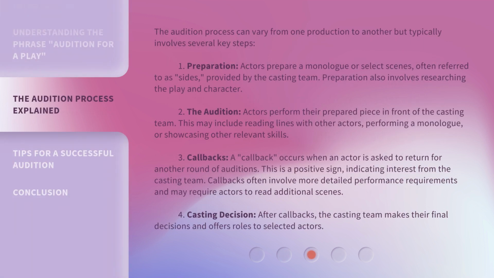The audition process can vary from one production to another but typically involves several key steps. 1. Preparation. Actors prepare a monologue or select scenes, often referred to as sides, provided by the casting team. Preparation also involves researching the play and character. 2. The audition. Actors perform their prepared piece in front of the casting team. This may include reading lines with other actors, performing a monologue, or showcasing other relevant skills.